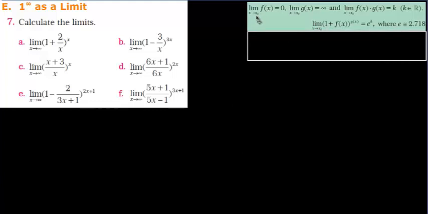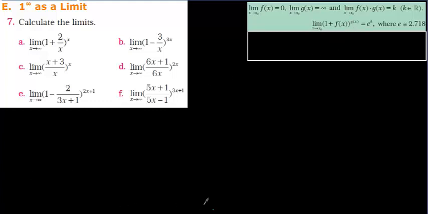The limit as x tends to x0 of f(x) should be equal to 0, and g(x) should be infinity. The limit of f(x) times g(x) should be equal to k. Then the limit of this expression is going to be e to the power of k. 1 to the power of infinity normally it is.